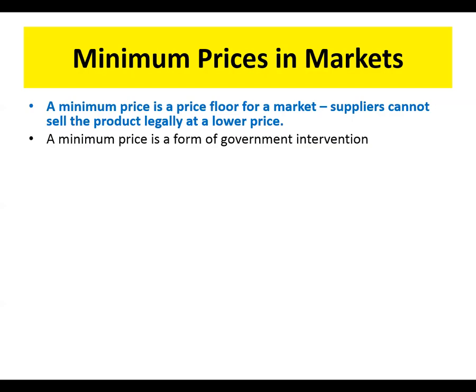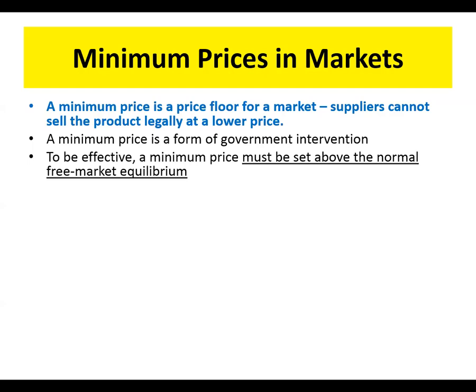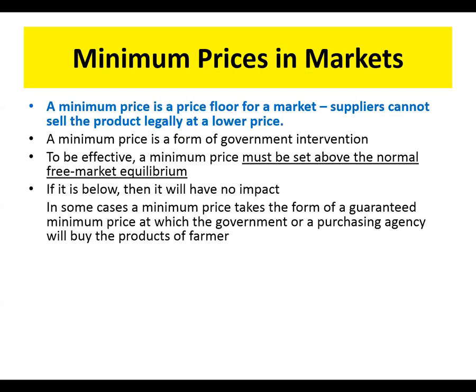A minimum price is a form of government intervention in a market in order to correct market failure. To be effective, the minimum price must be set above the normal free market equilibrium. So governments will look at the normal free market equilibrium and they will set a price which is certainly higher than the equilibrium set in the free market. If it is below, then it simply will have no impact. It does the opposite effect.